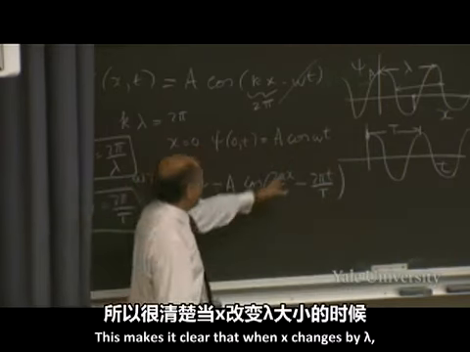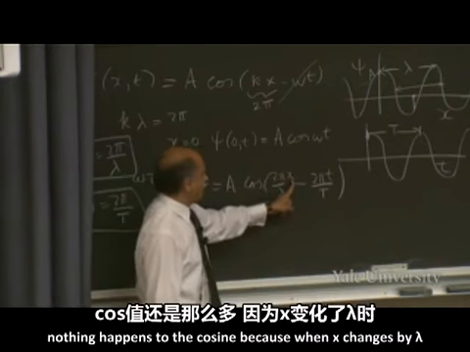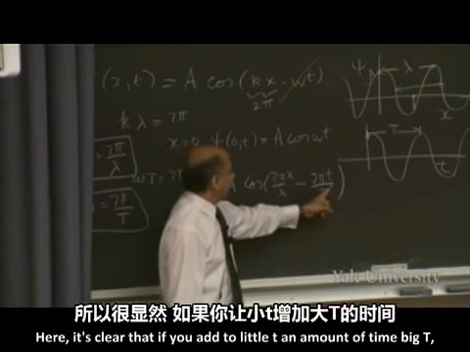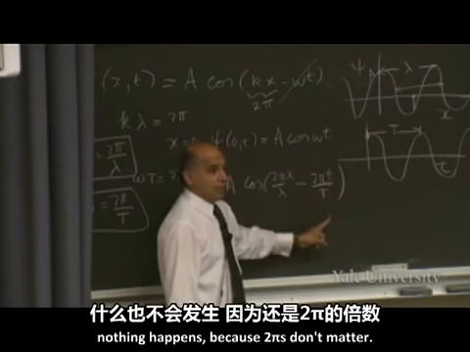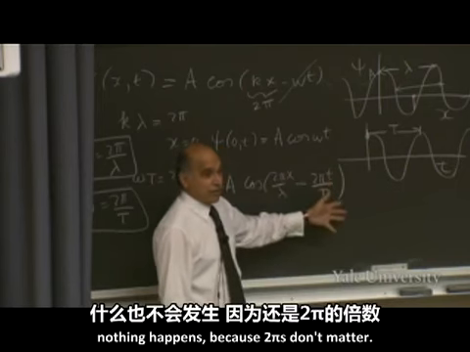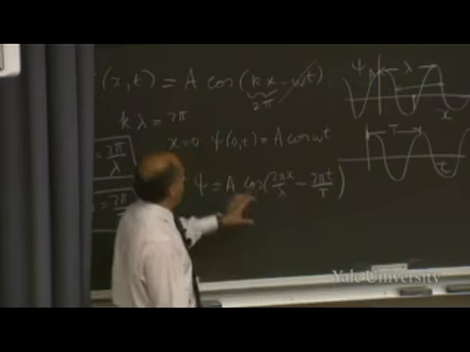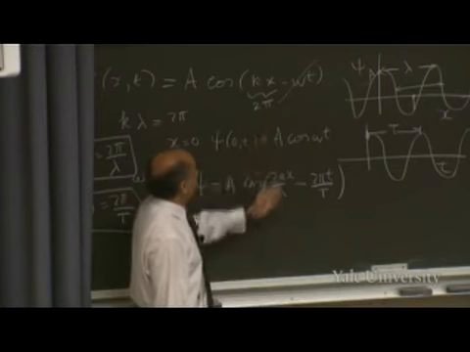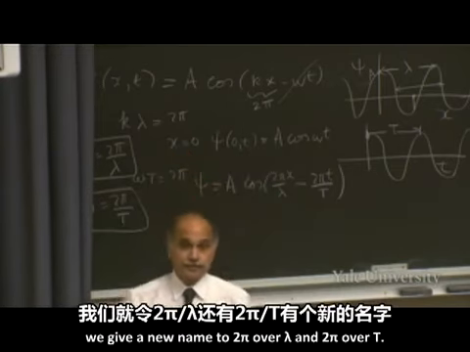This makes it clear that when x changes by lambda, nothing happens to the cosine, because when x changes by lambda, you are adding a 2 pi to the cosine. Here it's clear that if you add to little t an amount of time big T, nothing happens, because 2 pi's don't matter. So this makes it very clear the periodicity in space and time. But this is more compact because we don't want to carry 2 pi's and lambdas in this complicated form. We give a new name to 2 pi over lambda and 2 pi over T.